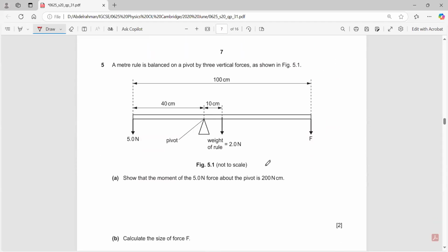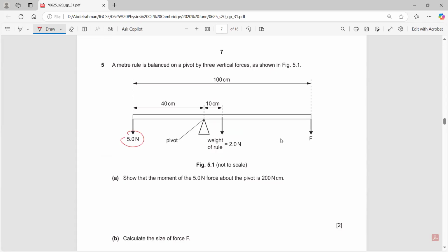Anyway, a meter ruler is balanced on a pivot by three vertical forces. Okay, this is a new question. Not a new question, but slightly more difficult. Show that the moment of the 5 Newton force about the pivot is 200 Newton centimeters.